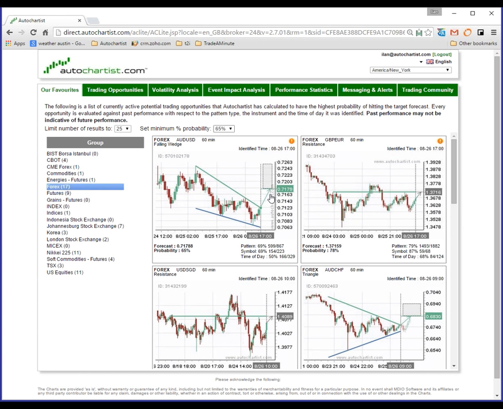And again, I just need to say that the probability here that we have on the screen is actually based on past performance, right? So what Autochartist does is that it keeps a 6-month rolling window of all the opportunities that have happened in the last 6 months, and rates itself according to how often those opportunities hit their take profit levels. And so based on those historical performance stats, we filter out the opportunities available in the market right now.